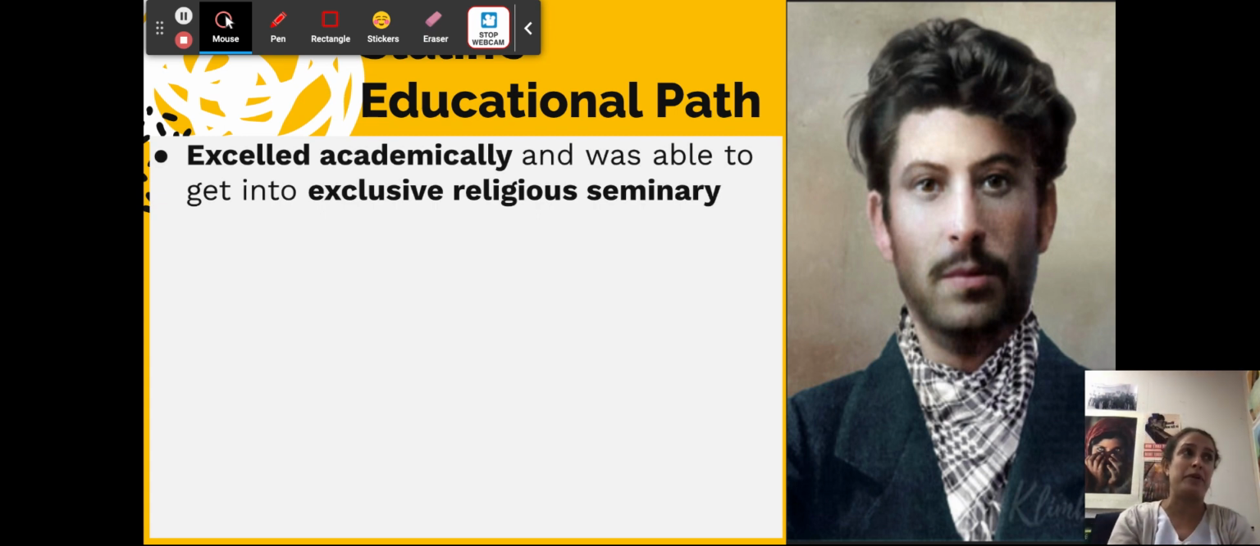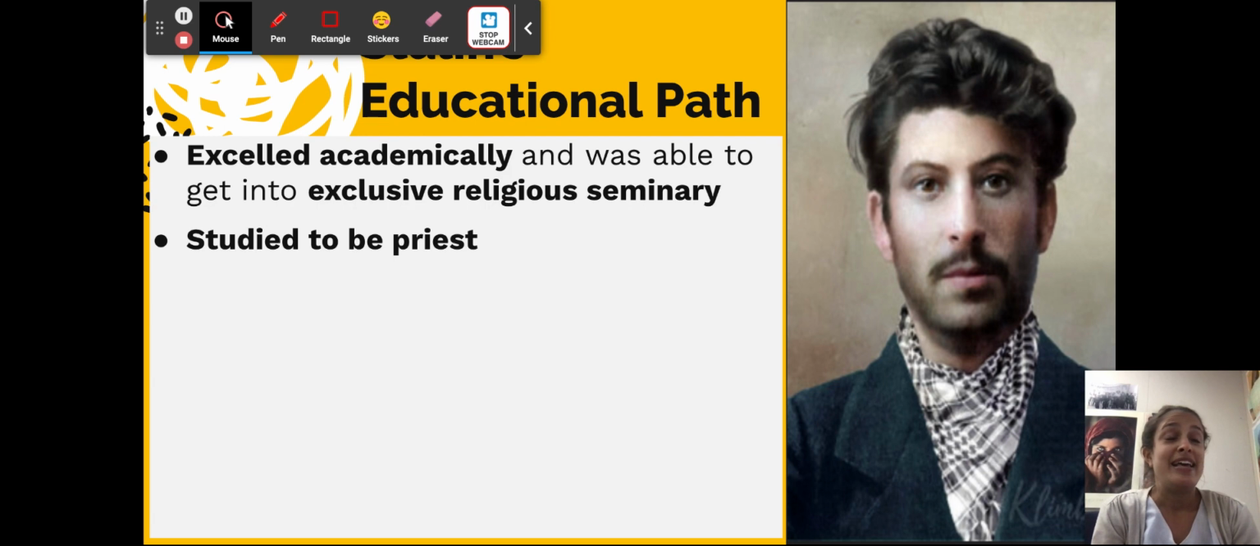So he excelled academically and was able to go to this religious seminary. But at this seminary, kids made fun of him. He had scars all over his face from smallpox, which was a disease that I think no longer exists, or at least was mostly eradicated. We think so. And his left arm was slightly deformed because he had been in a carriage accident. Interestingly enough, he was studying to be a priest, and the man that went on to kill millions of people used to write poetry. But then things started to change.